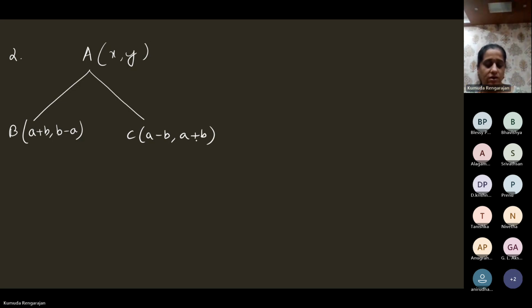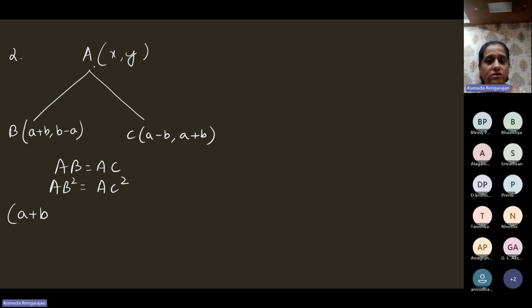Okay. And this point A is equidistant from B and C, which means AB is equal to AC, or AB squared is equal to AC squared. So you don't have to use a square root symbol here. So the difference between the x coordinates, the whole square. So that will be a plus b. To work out AB squared, you need to take the coordinates of the points A and B.